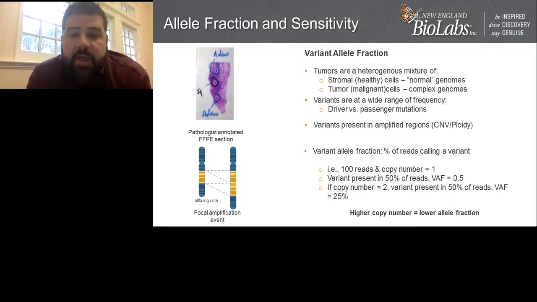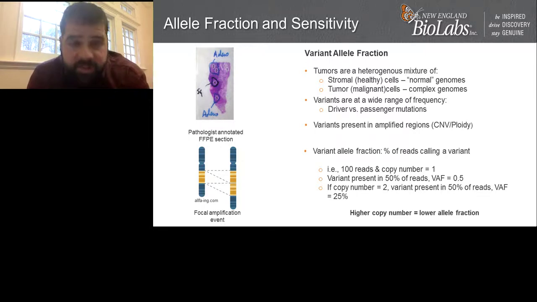For one thing, tumors are a heterogeneous mixture of both stromal cells, which are going to have your normal genome, as well as the tumor cells with complex genomes. And the variants are present at a wide range of frequencies. If we're thinking about a driver mutation that we're trying to detect very early in the genesis of disease, from a prognostic standpoint, those are present at very low allele fractions, whereas passenger mutations that might be very frequent might come at a 50% allele frequency, depending on what they are. And further adding to this is the fact that variants are typically present in amplified regions. So if we're looking at copy number variants where we have multiple copies of a given locus, that needs to be factored into the equation as well. And this really impacts the depth of sequencing that is required to be able to call this reproducibly.